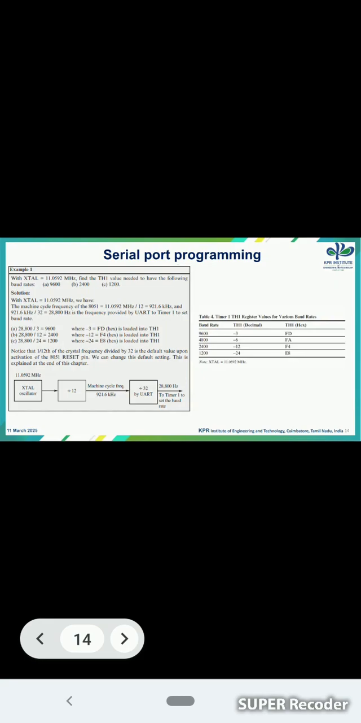In table 4, we are representing the timer register values in terms of decimal and in terms of hexadecimal code for the different baud rates, starting from 1200 to 9600.